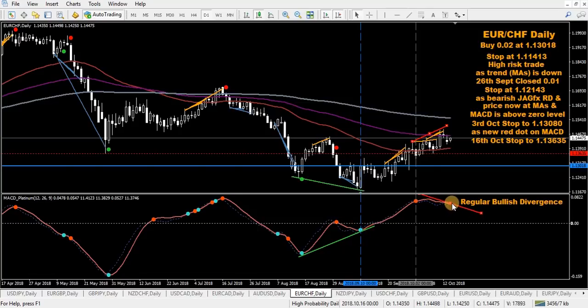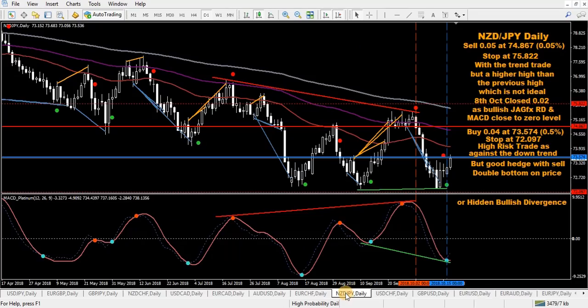So MACD is heading down, price is heading up. So it's divergence. Price is heading up, MACD heading down. Get a red dot up here, I'll take that sell trade. But at the moment, until we get some confirmation, we're not taking a sell trade. So we're still in a buy, still in profit.